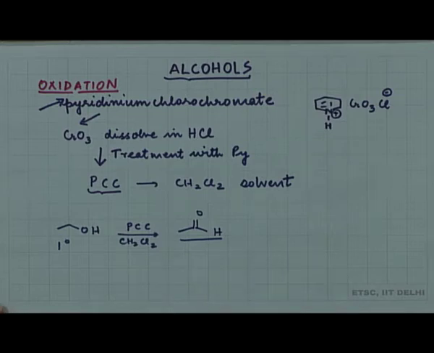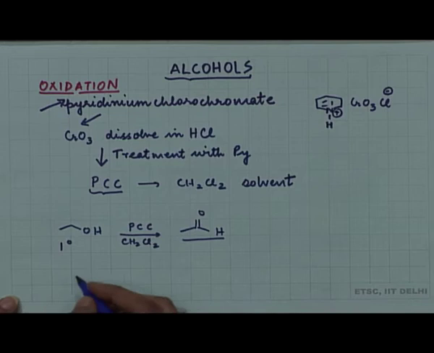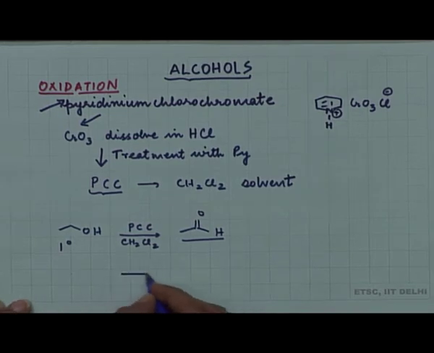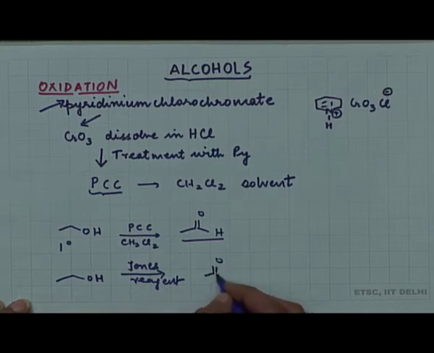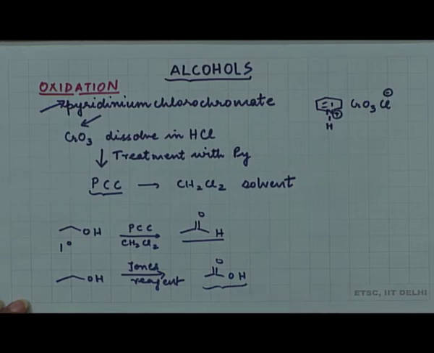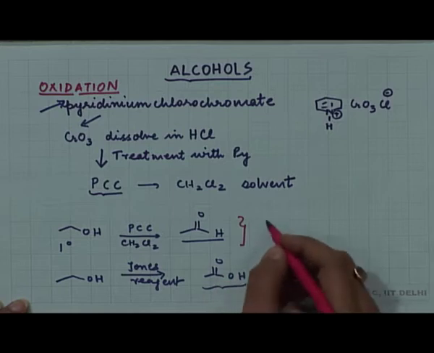Now, you compare this with the oxidation with other chromium reagents which we discussed last time. If you do the same thing with the Jones reagent, we were ending up with the corresponding acid. The reaction would not stop at the aldehyde stage. Now, if you recollect, what is so special about pyridinium chlorochromate which is preventing the further oxidation?